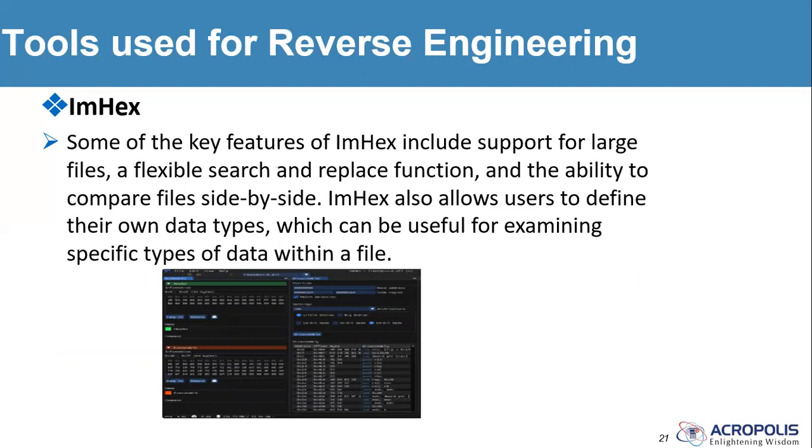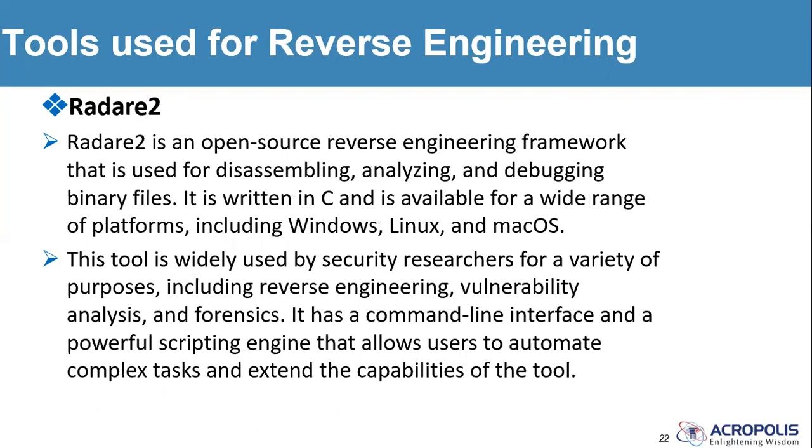Some of the key features of HxD include support for large files, flexible search and replace functions, and the ability to compare files side by side. HxD also allows users to define their own data types, which can be useful for examining specific types of data within a file.